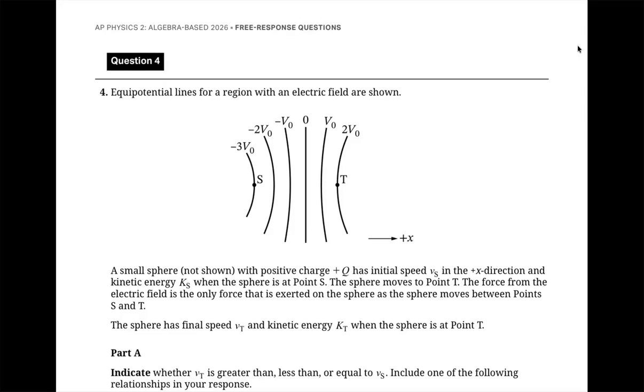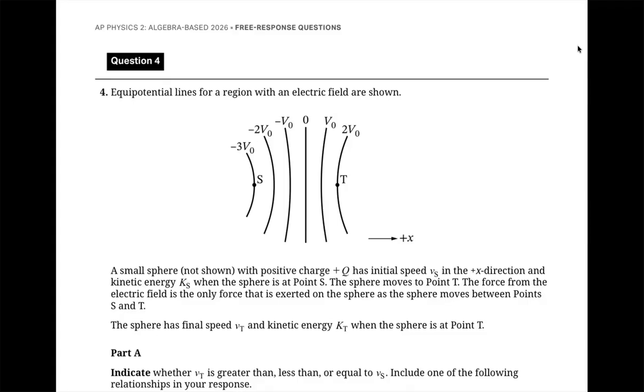Okay, now we have the last question, question 4 on the 2026 AP Physics 2 free response section. Here we have equipotential lines for a region with an electric field, and we have a small sphere with positive charge Q, initially at point S with the speed v sub s in the positive x direction and a kinetic energy k sub s. And the sphere will end up at point T. The electric field is the only force exerted on the sphere as it moves between S and T.